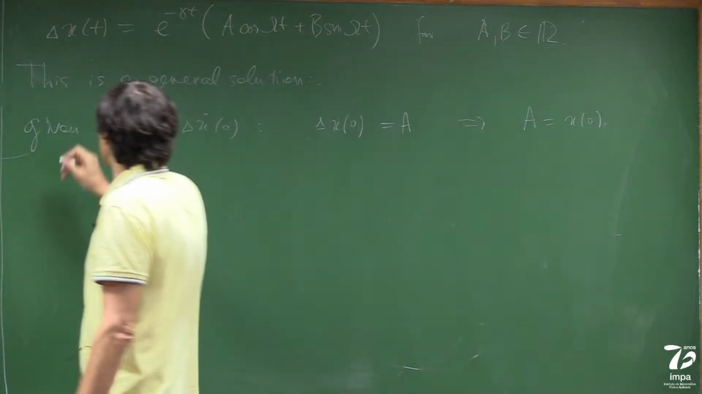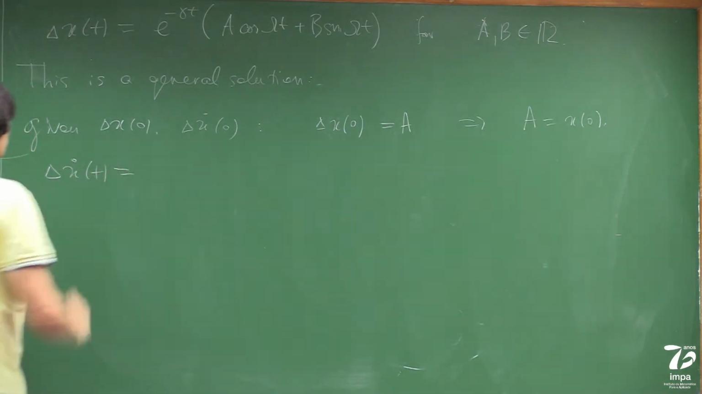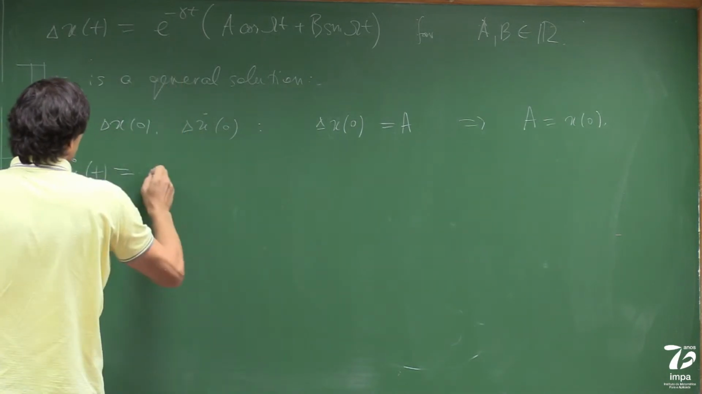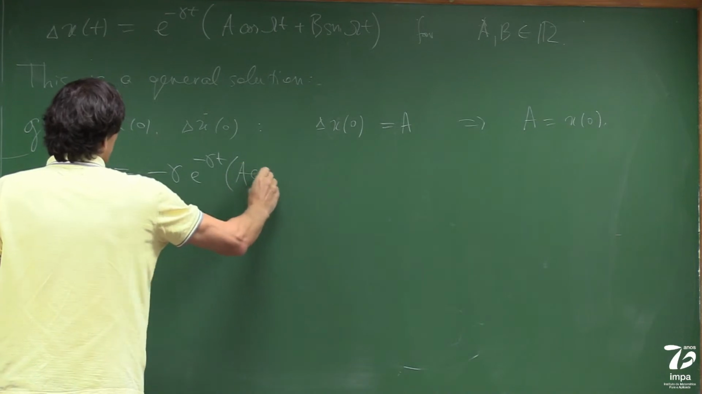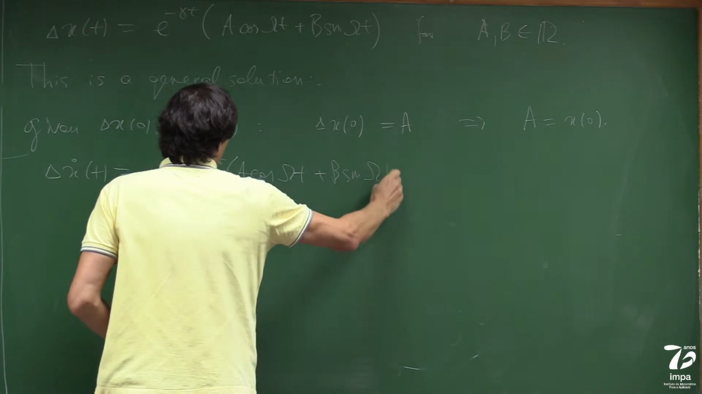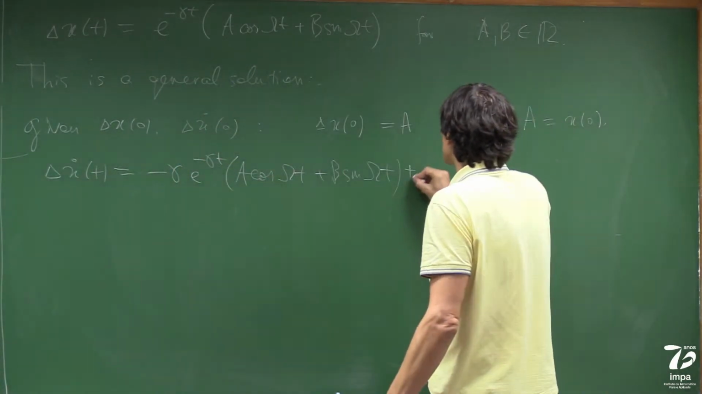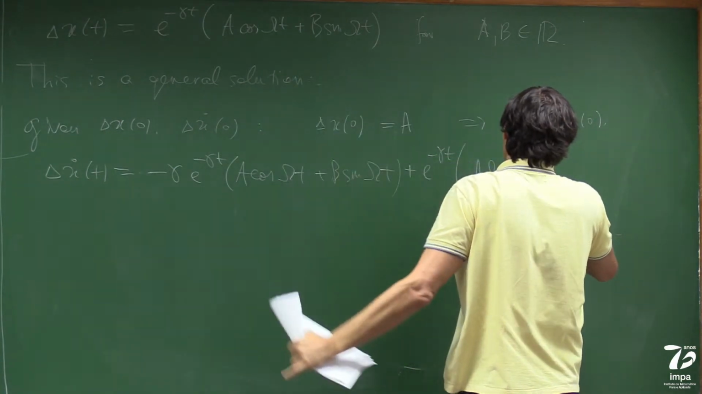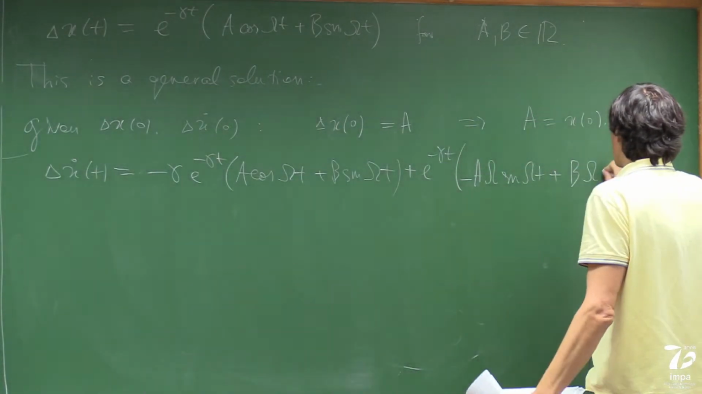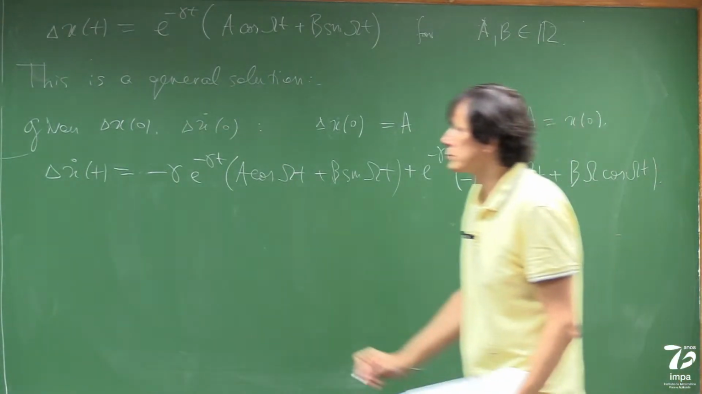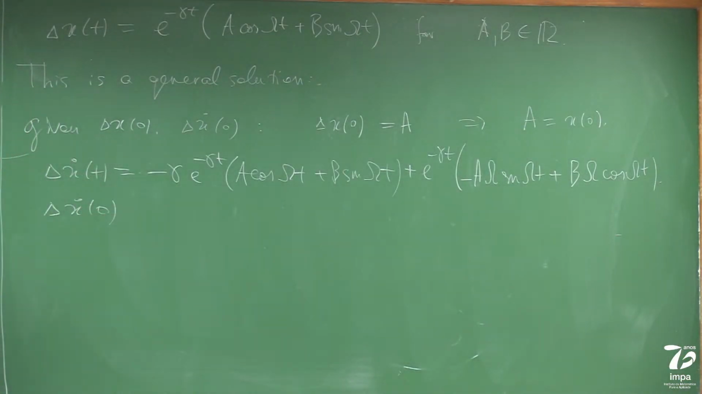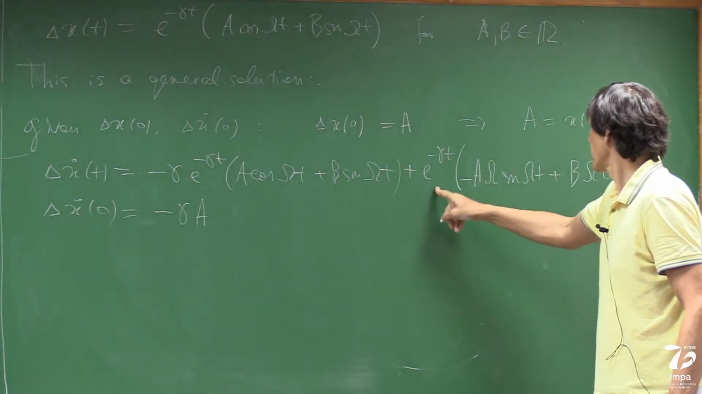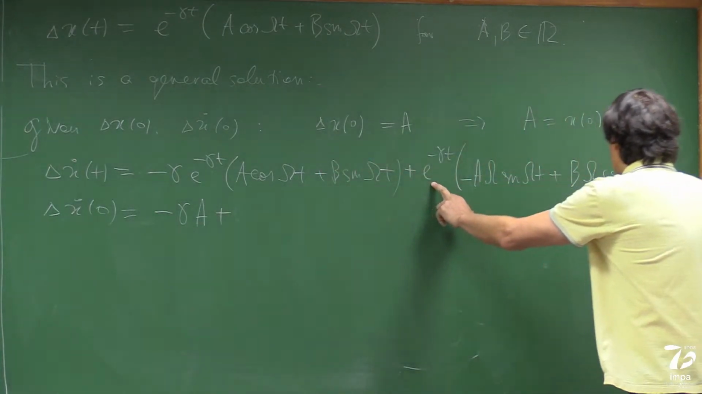And the second, we compute the derivative. First, let's compute the derivative in general. You have to differentiate with respect to time. First, taking the derivative of the exponent gives you minus gamma. And then you take the derivative of these functions inside. It gives you minus A omega sine omega t plus B omega cosine omega t. And then we compute the same derivative but at initial time. This gives you 1, so it will be minus gamma A. This gives 0. Plus this is 1, this is 1, so B omega.